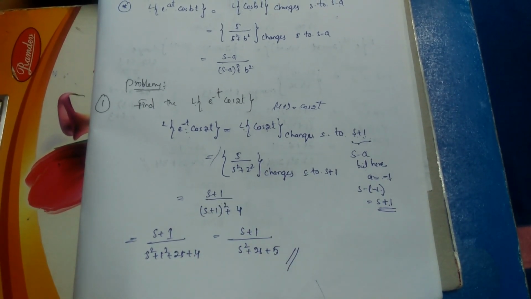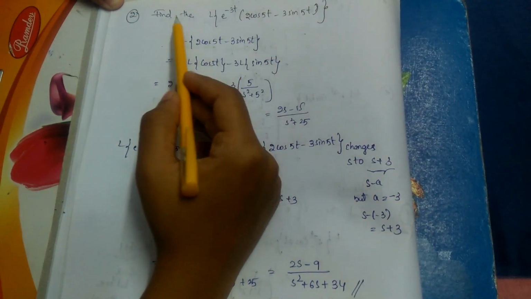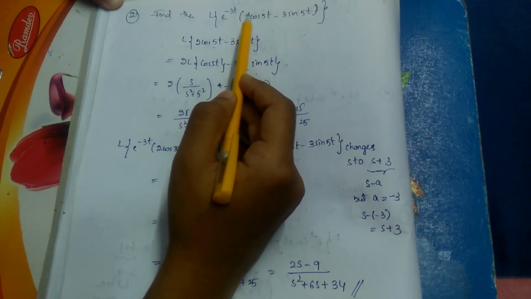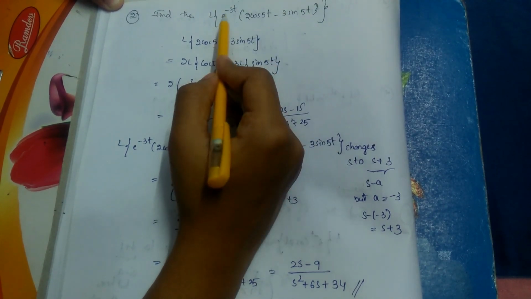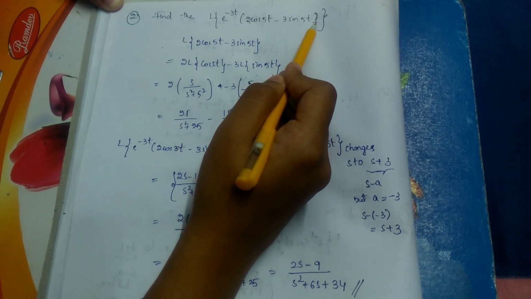So in this way we do the first shifting. Let's see a few more problems on this. Here is another problem on the first shifting theorem. Find the Laplace transform of e power minus 3t into 2 cos 5t minus 3 sin 5t. So here e power minus 3t is multiplying with this whole function, so we can apply the first shifting theorem.